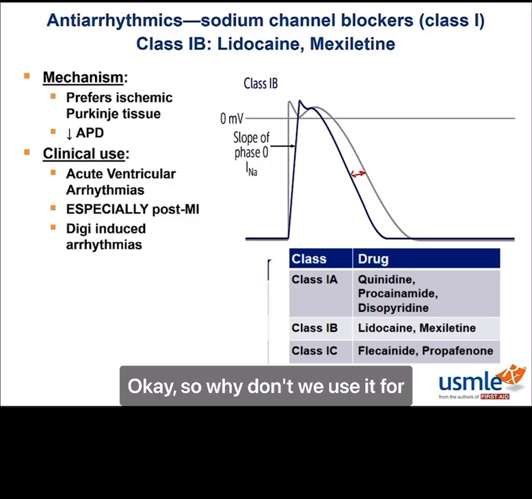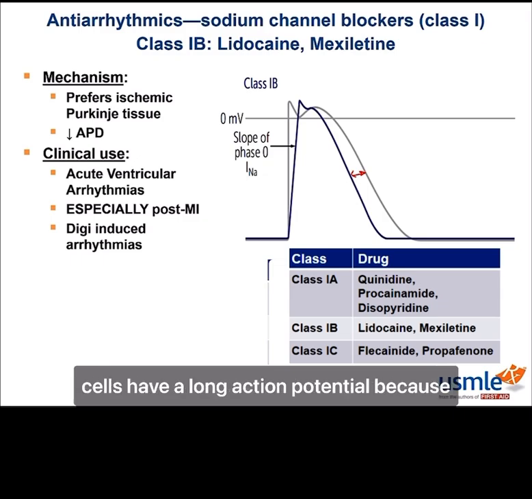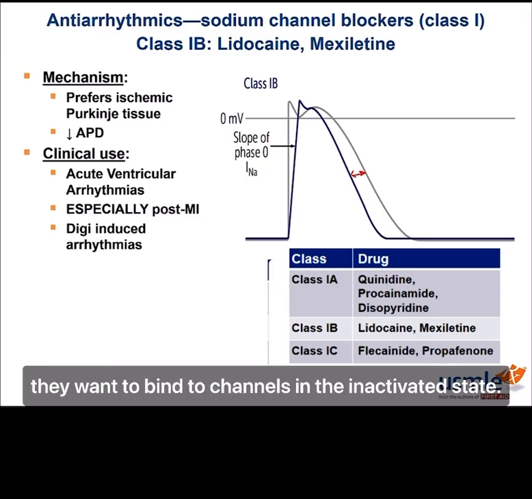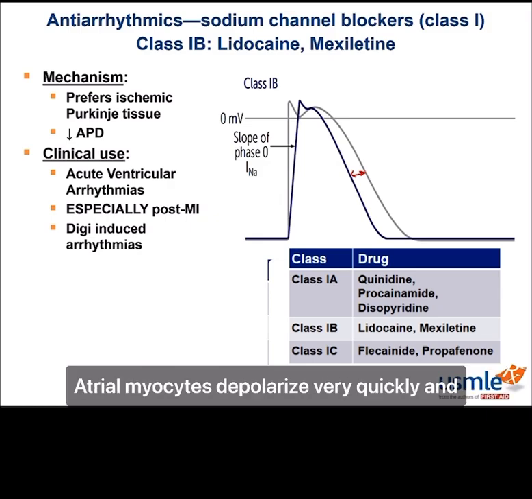Okay, so why don't we use it for ischemic atrial myocytes too? Well, these drugs bind the best when cells have a long action potential because they want to bind to channels in the inactivated state. Atrial myocytes depolarize very quickly and give class 1B drugs very little time to bind.